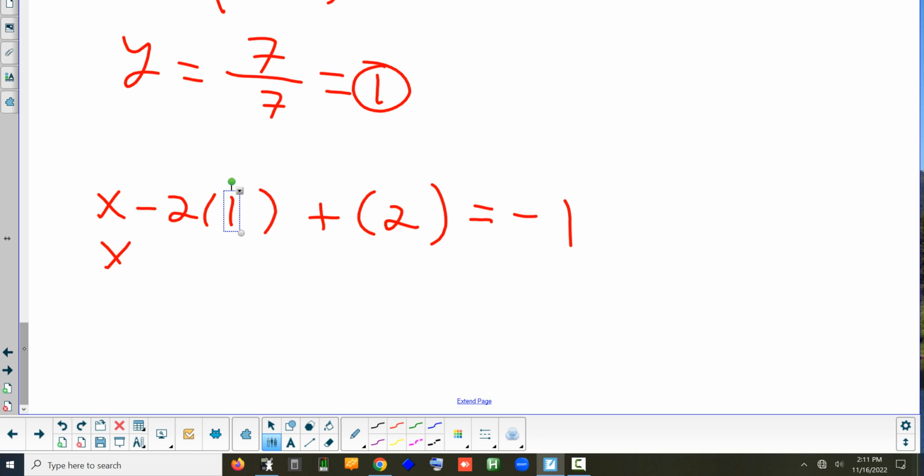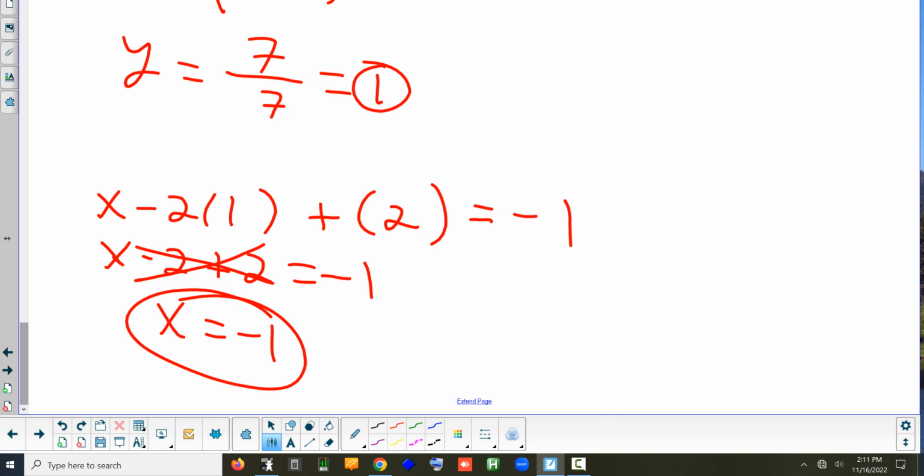What's 2 times 1? Yeah, negative 2 times 1. Negative 2 plus 2. And negative 2 plus 2, what happens there? Cancels out. We get x equals negative 1.